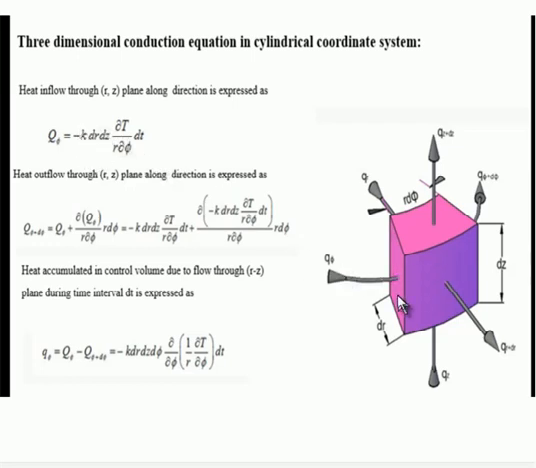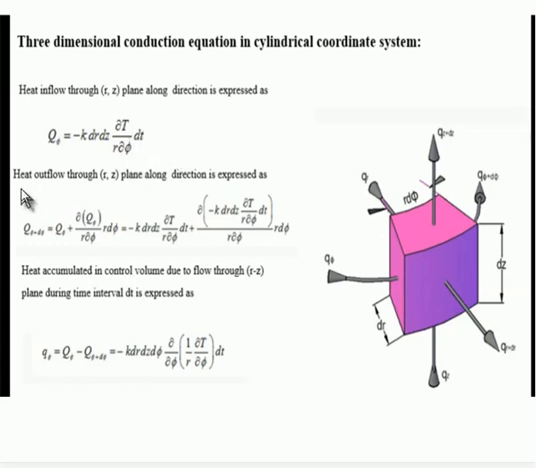Q phi is equal to minus k, which is common, dr dz. What is the dr dz? It is the plane where heat enters, the rz plane. That's why it is length into width, or you can say width into breadth. So that is the area. Heat enters in this space, and to exit this side it travels through the distance of r d phi. That's why it is r dou phi into dt.